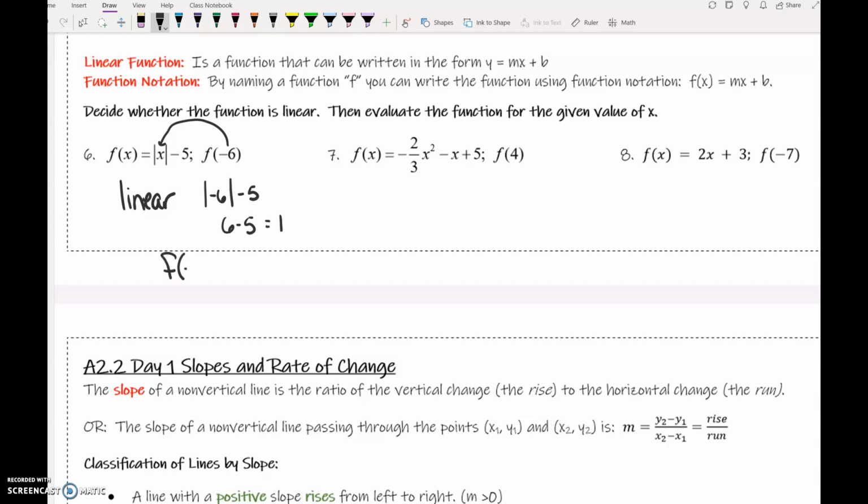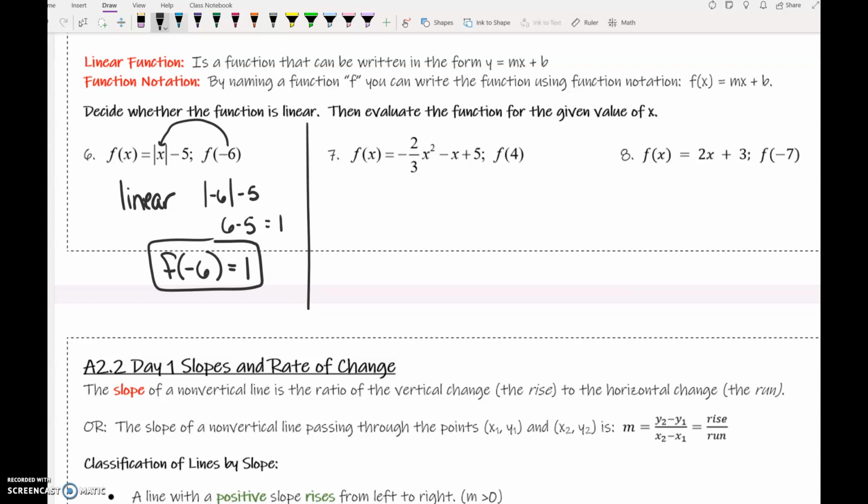Technically, you should write f of -6 equals 1. Math people really, really love function notation, because it shows you the input, -6, and the output, 1. From this label, I can say the ordered pair -6, 1 is on this graph. So it just gives you more information than y equals. If all this said was y equals 1, okay, great. Where'd that 1 come from?